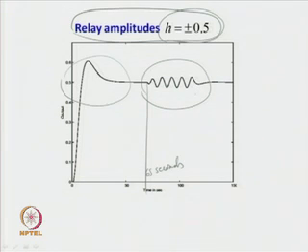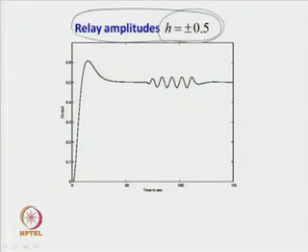Then the relay is switched off at about 105 seconds, and we come back to the normal operating mode of the closed loop system. So, this is the typical output signal we get with the reference input of magnitude 0.5 and relay amplitudes of magnitude plus minus 0.5.